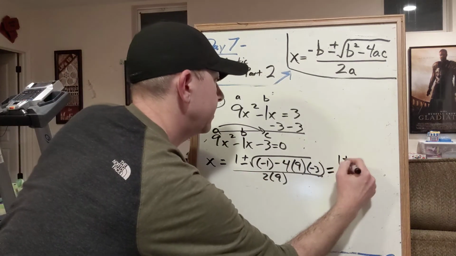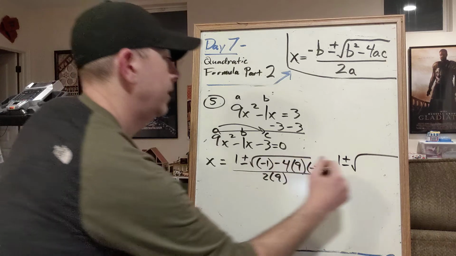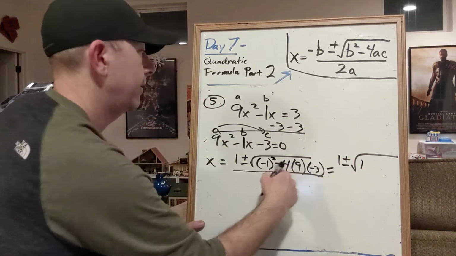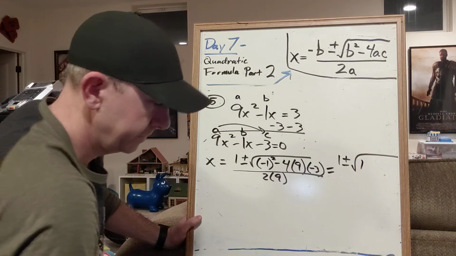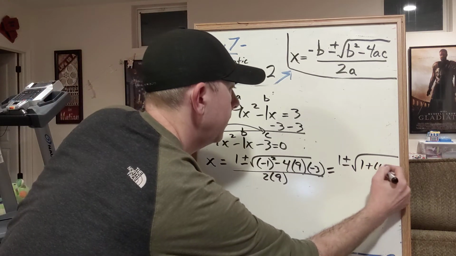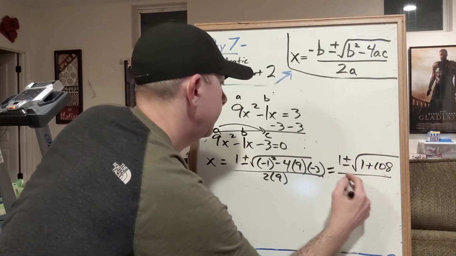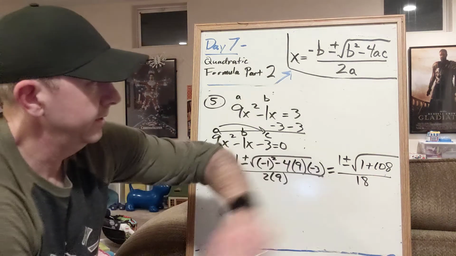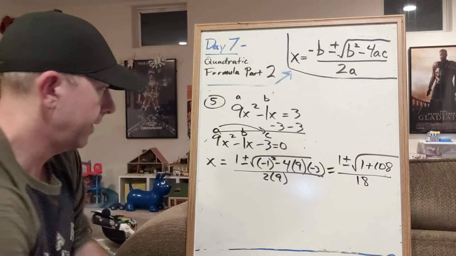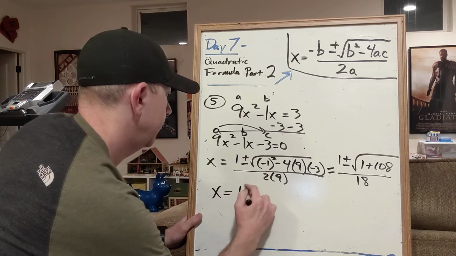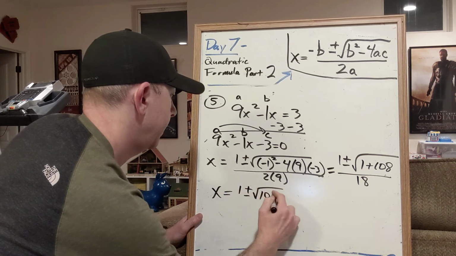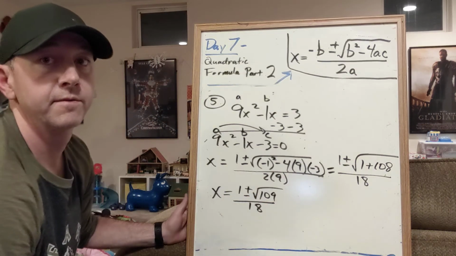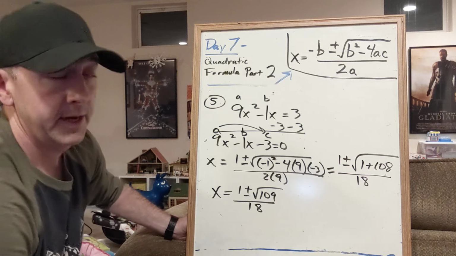We get 1 plus and minus the square root. Negative 1, squared. Negative 1 squared is going to be a positive 1. Now, negative times negative is a positive. So I believe we're going to get plus 108 over here. The whole thing over 2 times a, which is 18. All right, so we get 108. Now what happens on this one, we end up with x equals 1 plus and minus the square root of 109 over 18. And so again, we want to check, can we simplify this? So if you check 109, it actually is prime.